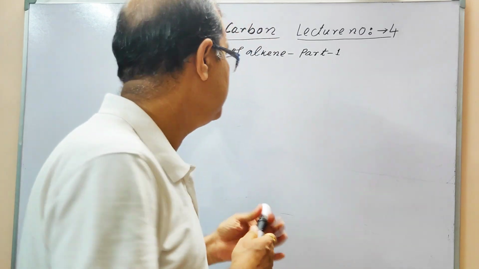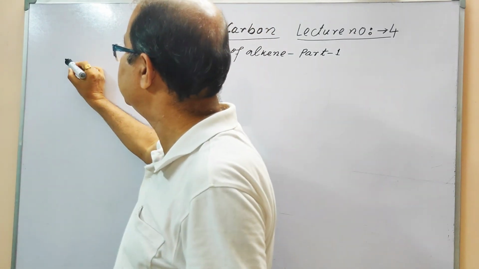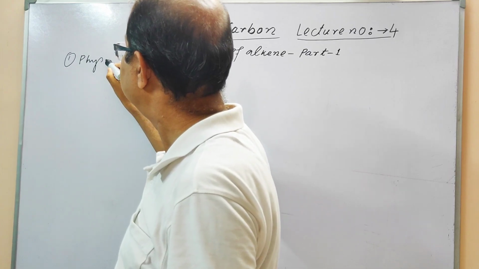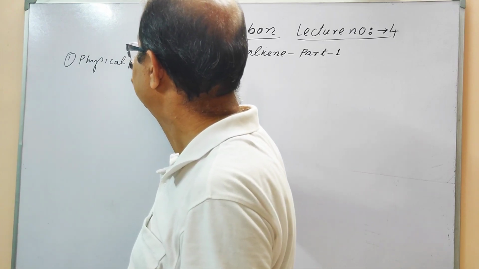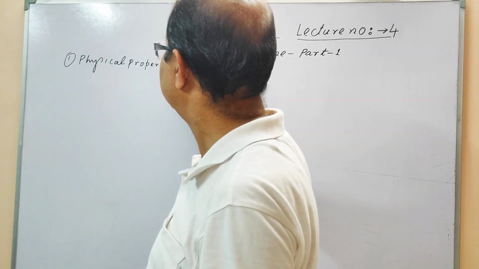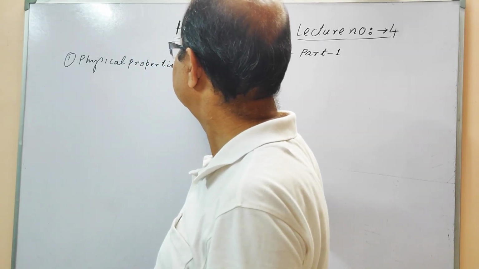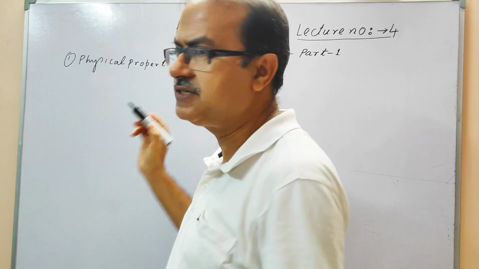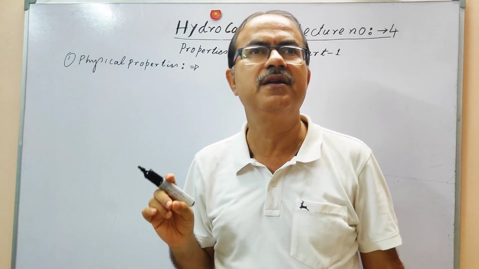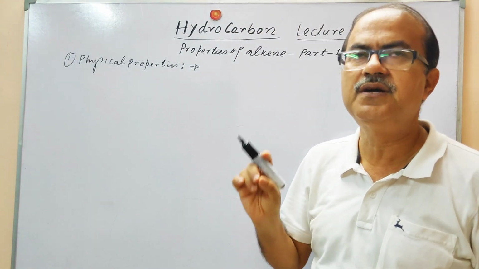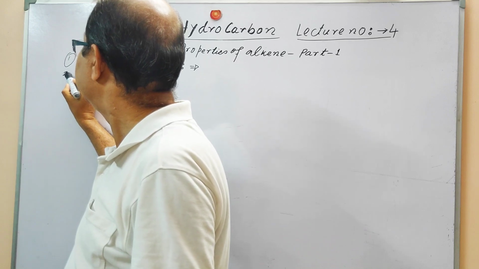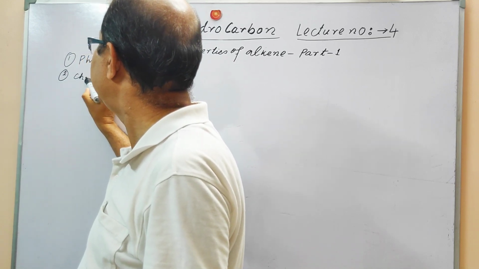So first, we have discussed the physical properties, different aspects of these alkenes: its physical state, its boiling point, its color and odor. All these things we have discussed. Now the second point, an important point, is the chemical properties.